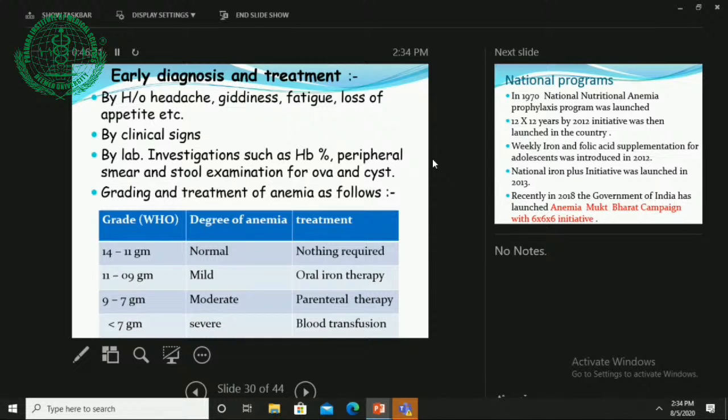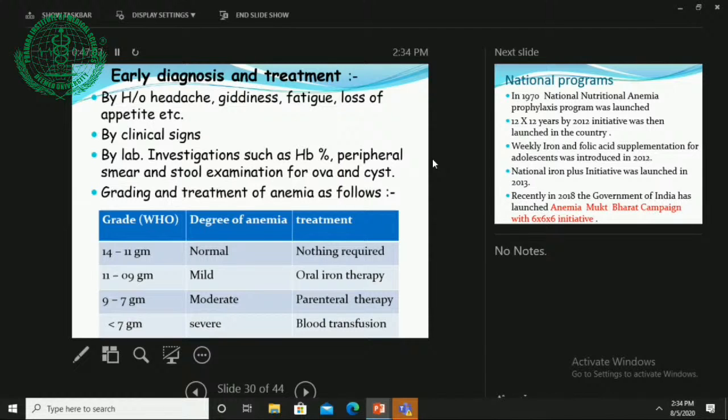Then after that you can go for lab investigations such as hemoglobin percentage, peripheral smear, stool examination for ova and cysts. So these are the three commonly done investigations for the diagnosis of anemia. If it is not getting corrected by giving treatment, then you go for special investigations like serum ferritin, transferrin saturation, because all these facilities are not available in the rural areas. So these investigations are routinely done for the diagnosis of anemia. Then you can do grading and decide the treatment for anemia.